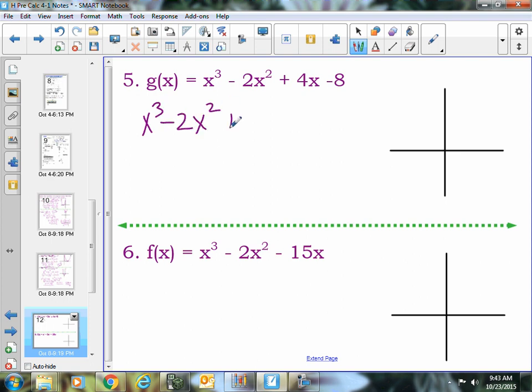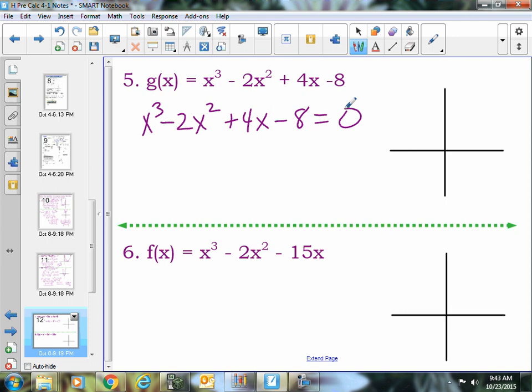You're looking for the values of x that make this statement 0. So let's talk about degree 3 for a second. Degree 3, think of the end behavior. Is it true that every degree 3 would have at least one real solution? Would it cross the x-axis at least one time?